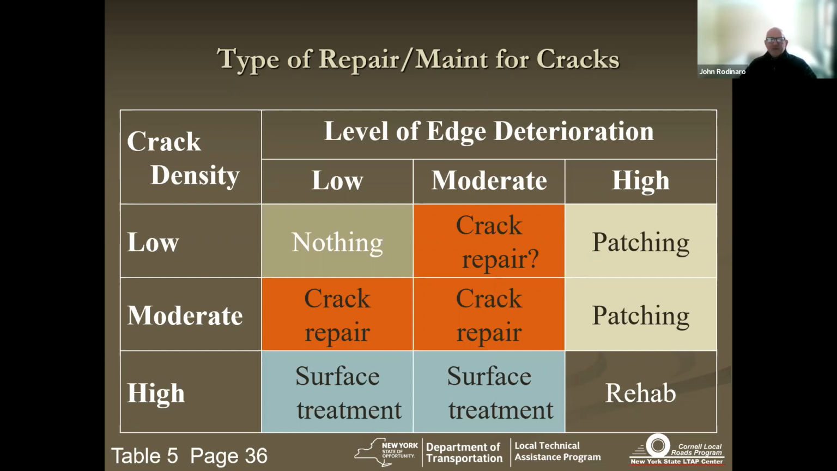And then this is where you don't want to be. If you've got a high level of crack density and a high level of deterioration, you're really talking about rehab. You're talking about something like cold in place recycling or mill and fill. And we will not touch on that today.